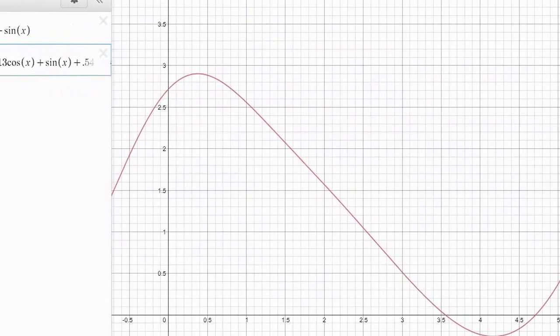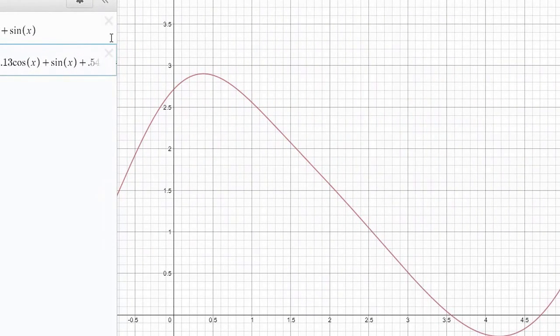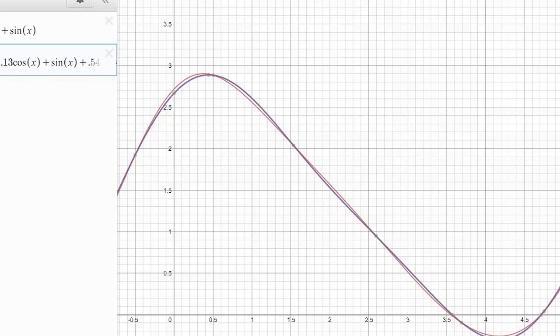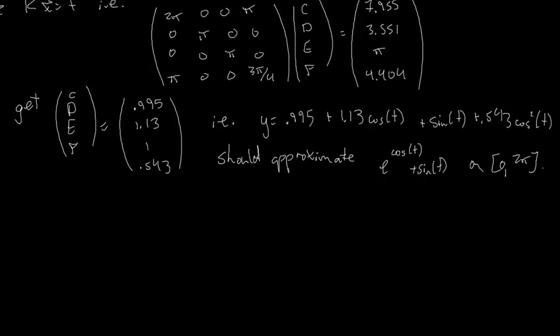Well, let's graph them. So e to the cosine t plus sine t looks like this on the interval from 0 to 2 pi. Of course, it's periodic. And if you plot this nice quadratic in trig functions, you get that, which is very similar, very close. So again, let's name that approximate p of t.